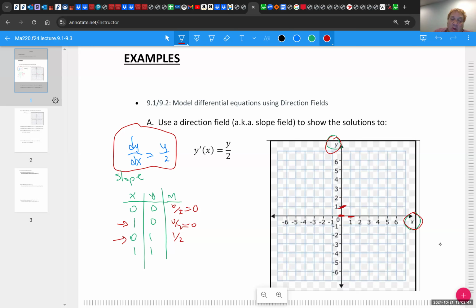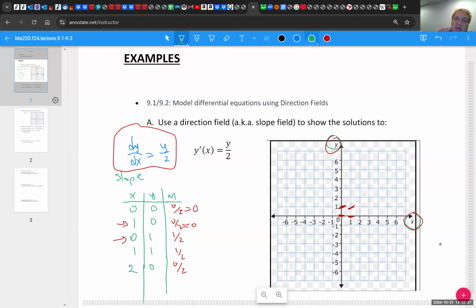1 comma 1, you take the y value, divide by 2, and you may have noticed that there are definitely some repeats, right? At 1 comma 1, we also have a slope of a half. So let's think about how we can do this more efficiently. We notice that only the y really matters in this particular, simple example of a differential equation. So as long as the y is the same number, like I have 0, 0, 1, 0, what about 2, 0? Again, the y value is 0, so we're going to have 0 divided by 2, so we're going to have another slope of 0.